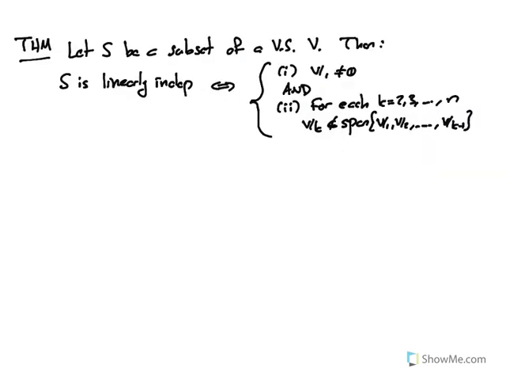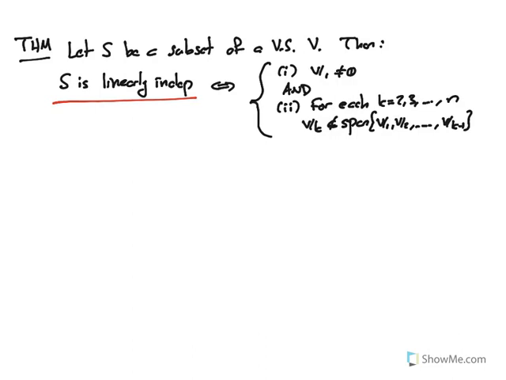Okay, so now we can formulate a theorem, which is yet another classification of linear independence. It says the following: if S is a subset of a vector space V, then S is linearly independent if and only if the following two conditions both hold. First of all, V1 has to be not the zero vector. And then as you look at successively larger sets, this is a recursive definition. For k equal to 2, V2 is not in the span of V1. So now V1 and V2 are necessarily linearly independent.